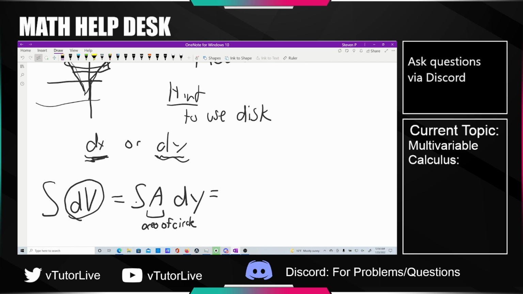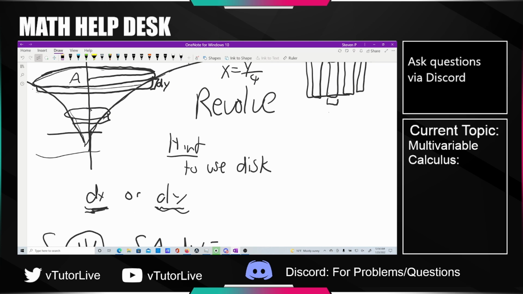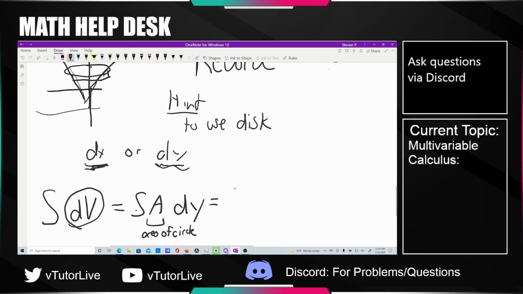The area of a circle we just know is pi r squared. And for this particular problem, r is just equal to x. So let me write that as the integral of pi x squared dy. Except now we want to rewrite x in terms of y because we're integrating with respect to y. Right? That makes so much sense.